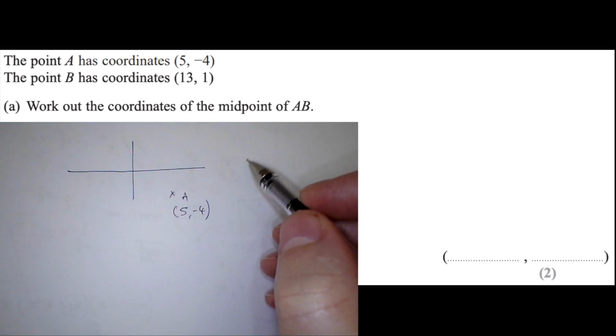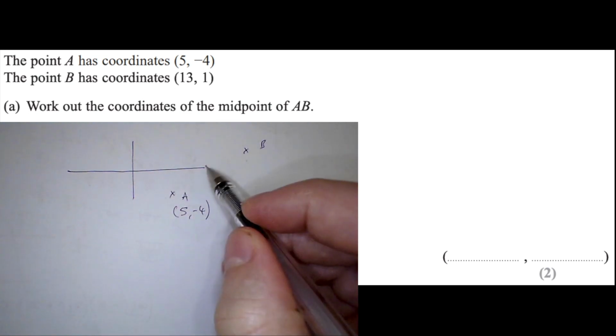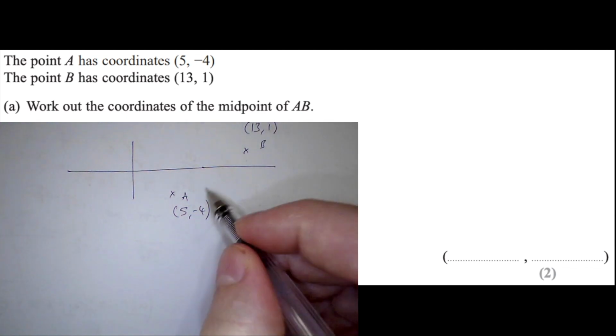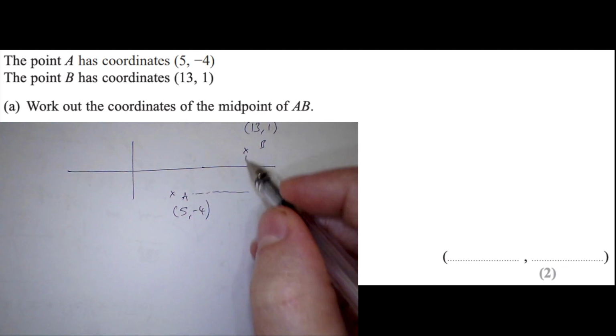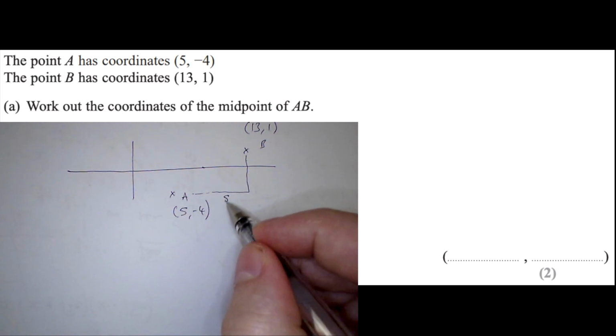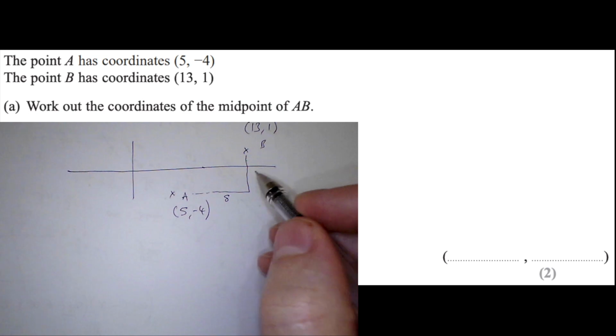It's a very rough diagram, isn't it? Just proof of concept really. Okay, so there's my B coordinates. Now, to get from 5 along to 13, that's a journey of 8, isn't it? 8 plus 5 equals 13, yeah it does. And from -4 up to 1 is a journey of 5.